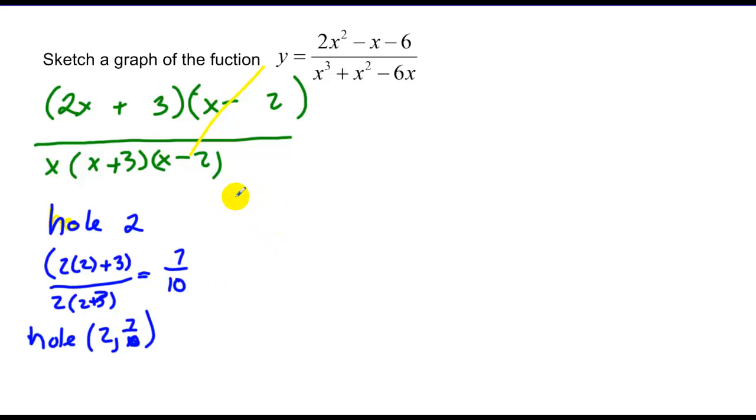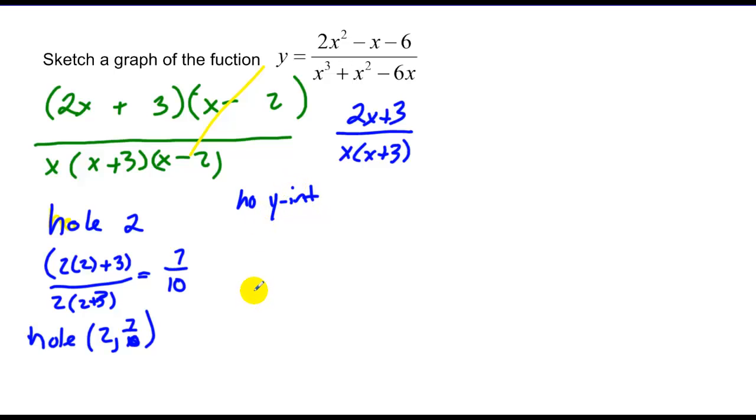Now we have some intercepts. Since this reduced out, the only thing I'm looking at now is the equation of 2x plus 3 over x times x plus 3. My intercepts in this case are going to be at the following spots. You'll notice in this case that when I plug a 0 in for x to get my y-intercept, this whole denominator goes to 0, so there is no y-intercept.